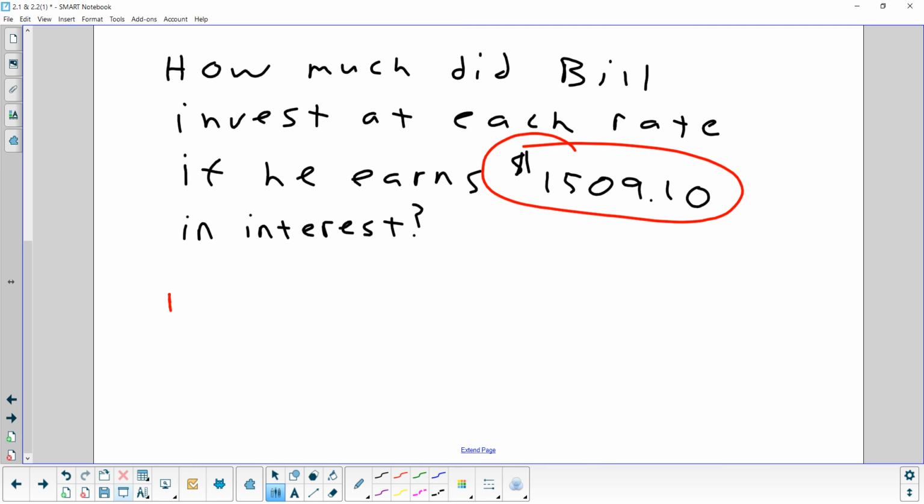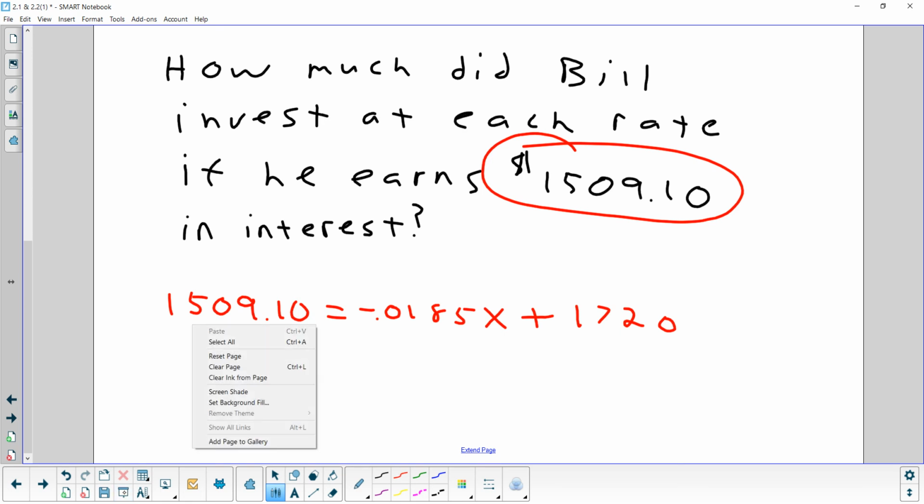All right, so we have $1,509.10 equals. I remember the y-intercept was 1720, but what was the slope again? Negative 0.0185x. All right. So we know we're going to have a y-intercept at 1720. We're going to have a horizontal line at 1509. So we're going to graph two different things here.